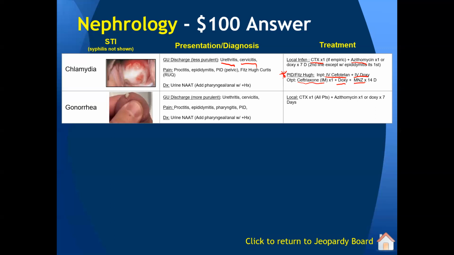That basically leads to incompetent cervix, and they have an ascending polymicrobial infection in their uterus, and that's why you have to treat with these more broad-spectrum antibiotics. All right, back to the board.